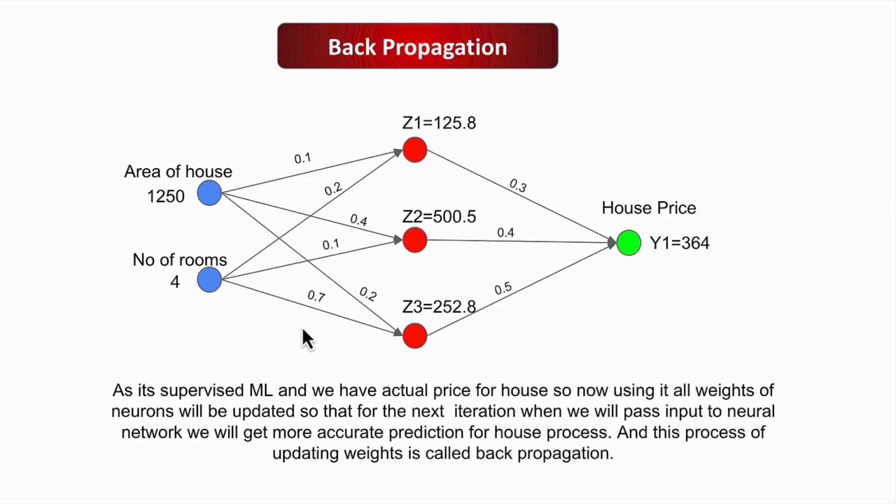As we are learning about supervised machine learning, we also know the actual price for that house. So after comparing that actual value with this predicted value, we are going to update all of these weights. These weights will be updated using a formula which takes both the predicted value of the house price and the actual value of the house price. And then after doing the calculation, the formula will update these weights. The process of updating these weights is called backpropagation or learning.